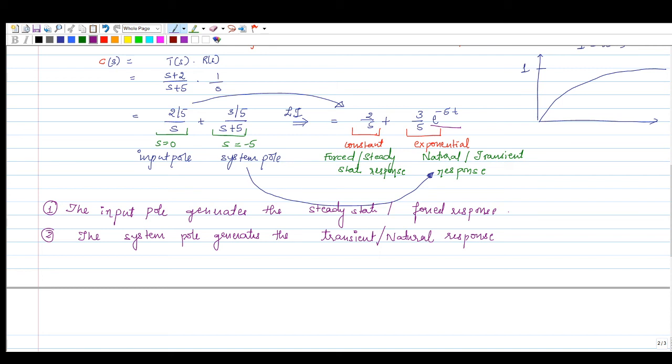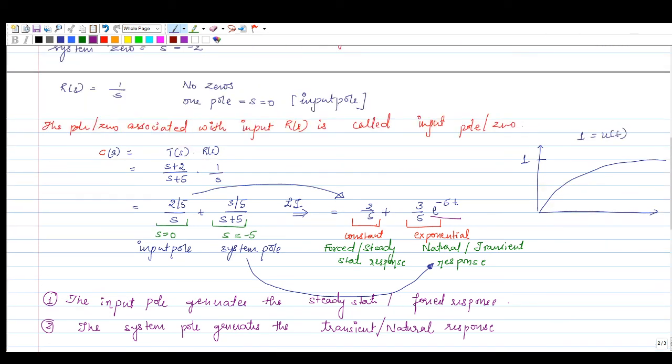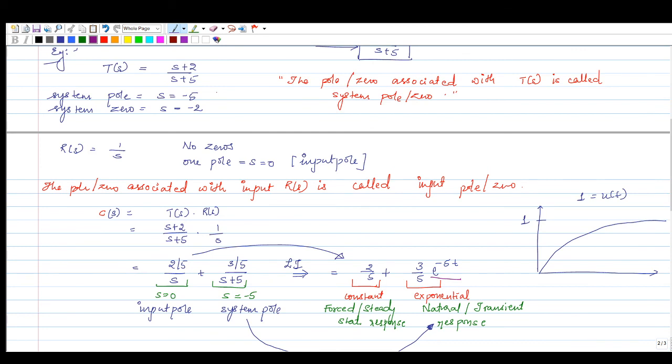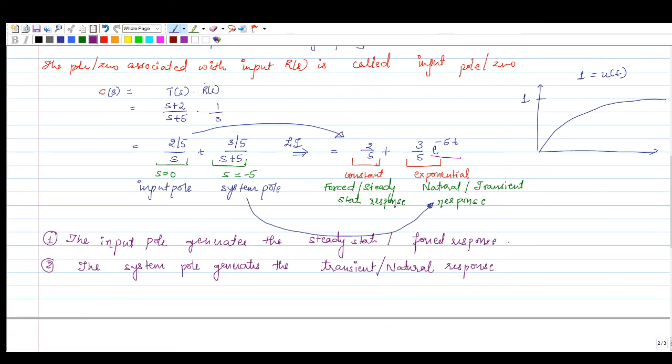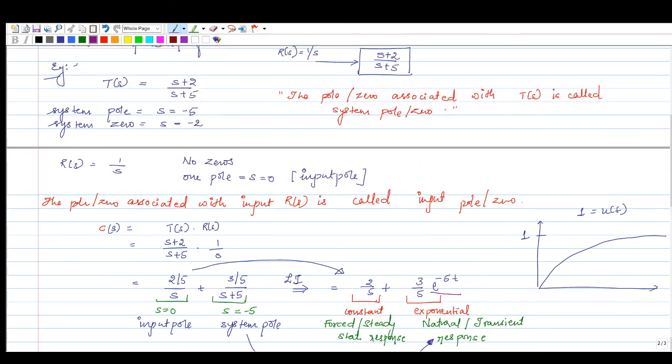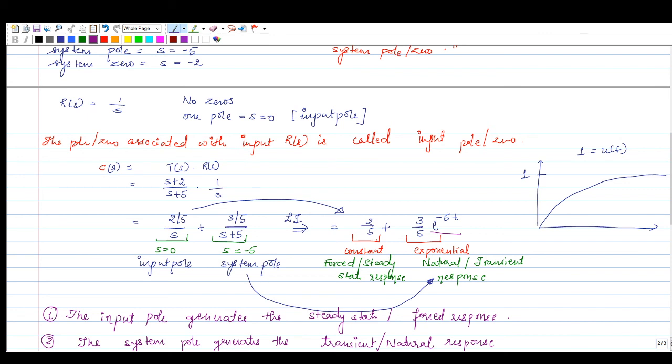Whereas coming to the amplitudes, this is dependent on both system pole, input pole, as well as the zero. The zero comes into picture here. The zero is mainly dependent on what is the amplitude, how big is the exponential term, what is the amplitude of the forced response. This is the third inference that we make from this particular analysis.